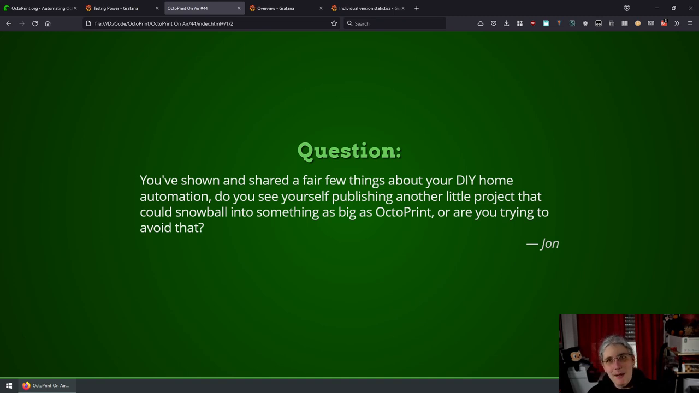Because let's face it, I'm absolutely well aware that I'm stretched thin as a sheet of paper, and another thing the size of OctoPrint is an absolute no-go at the moment, and for the foreseeable future as well. But I do not want that to keep me from experimenting and playing around with ideas and actually realizing ideas that have been brewing in my head for a long while. So I'm doing that, and then I'll take a look at where that will lead.